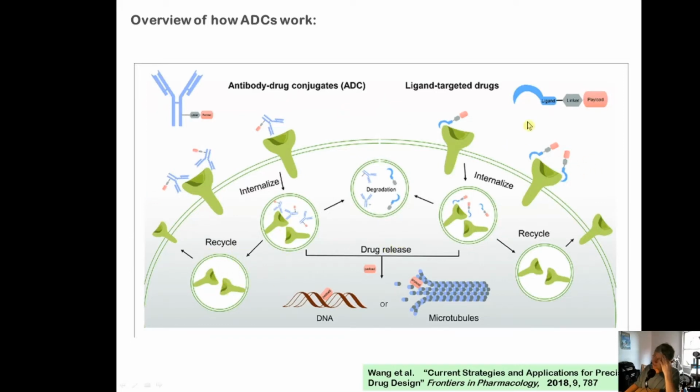There are other drugs that are non-antibody drug conjugates. So it's like a small molecule ligand attached to a linker, and then some sort of payload or warhead that can also attach to proteins and then be internalized, and then the payload is released. We're pretty much just going to focus on antibody drug conjugates today.